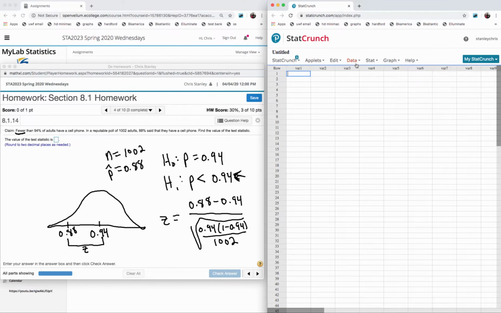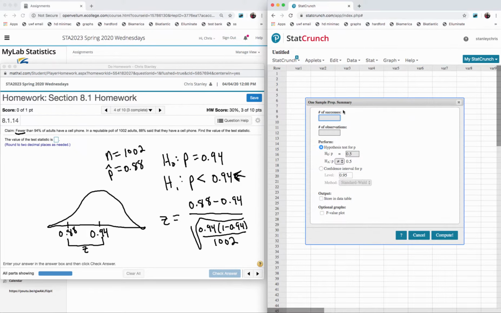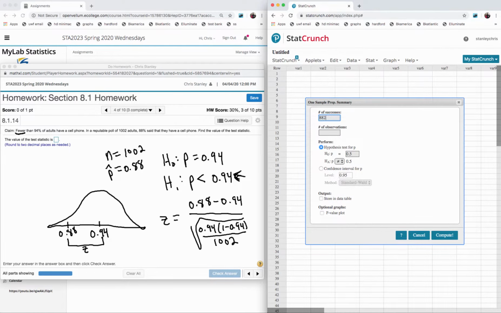So remember, this is a prop stat, proportion stat. Okay, stat, proportion stat, one sample summary. Okay, now again we need to find out how many successes. It's 88% of 1,002, which is going to be close to 880. So 1,002, that's how many people we surveyed, and 88% of those. So we have to do times 0.88. And I'm going to go with 882 out of the 1,002.